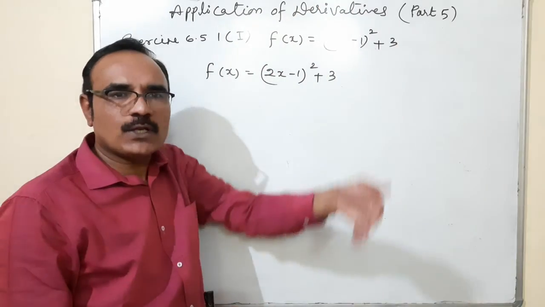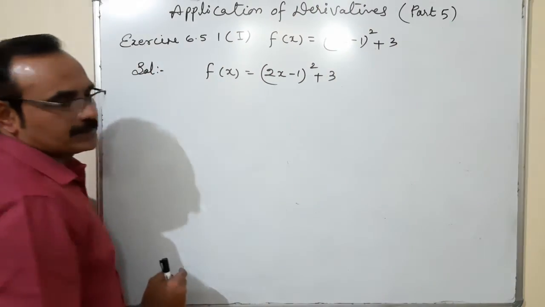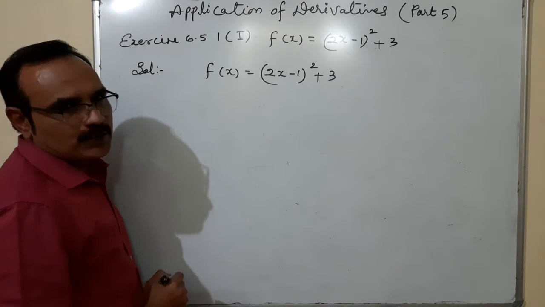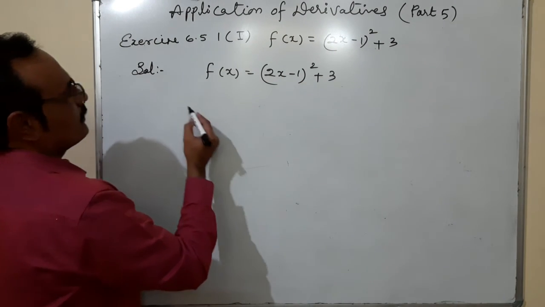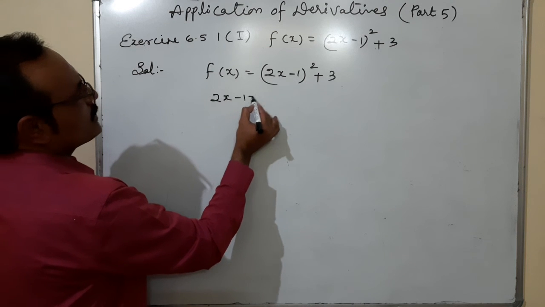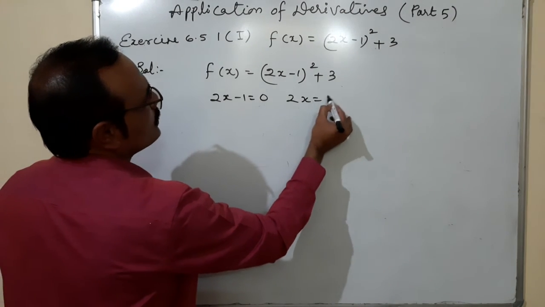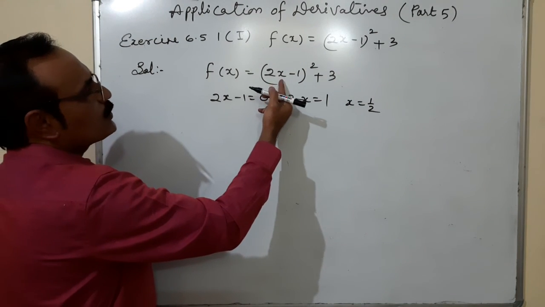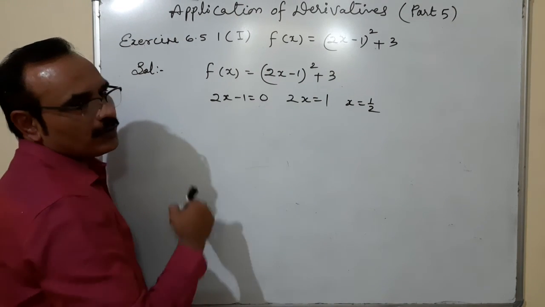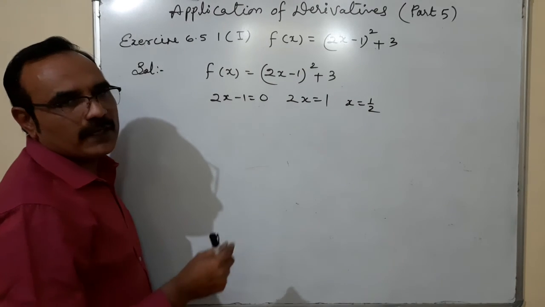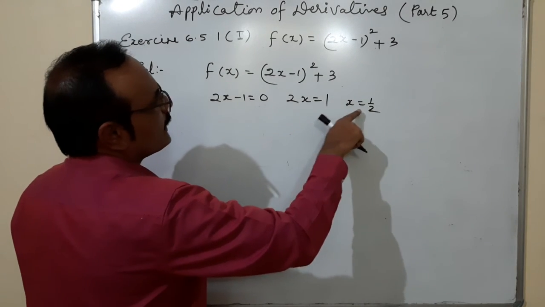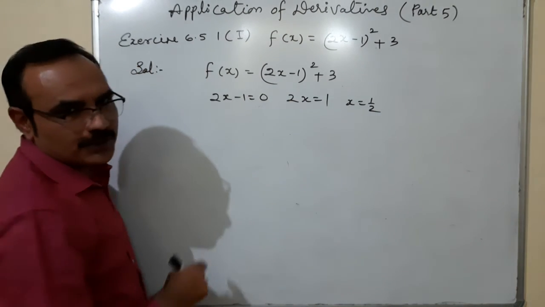Now let us check the lower side. What is the minimum value of this term, 2x minus 1? 2x minus 1 is equal to 0, therefore 2x is equal to 1, x is equal to 1 by 2. So if I put x is equal to 1 by 2, then the value is coming 0, because it is a whole square and it will never be negative. So the minimum value at x is equal to 1 by 2 is 0.